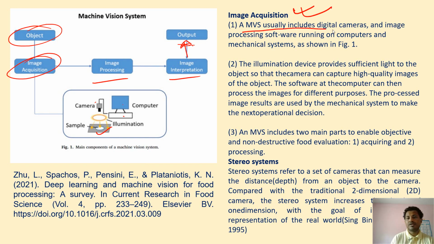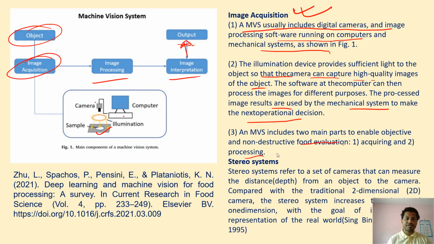A machine vision system usually includes digital cameras, processing software running on computers, and mechanical systems. The illumination device provides sufficient light to the object so that the camera can capture high quality images of the object. The computer software can process the images for different purposes. The processed image results are used by mechanical systems to make the next operational decision. And MVS includes 2 main parts to enable objective and non-destructive food evaluation: acquiring and processing. These 2 are important parts.